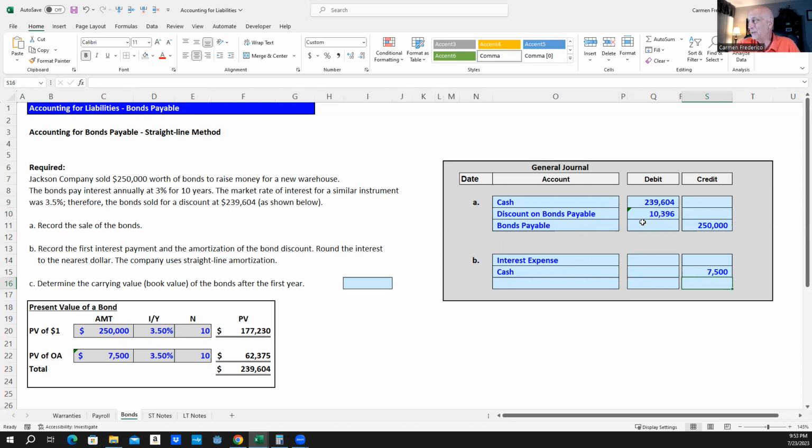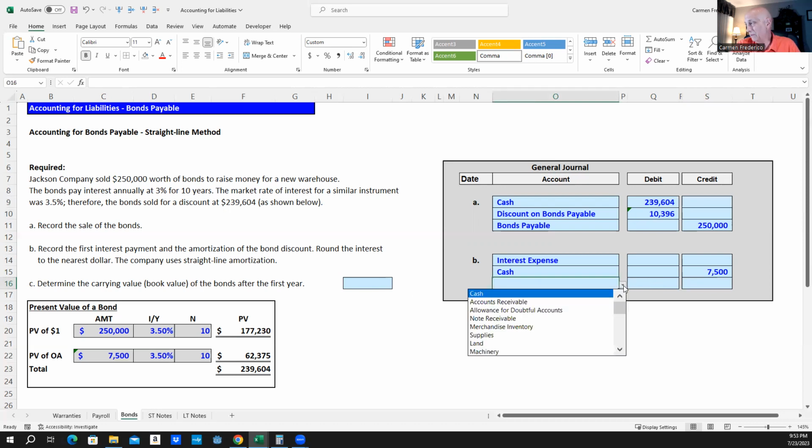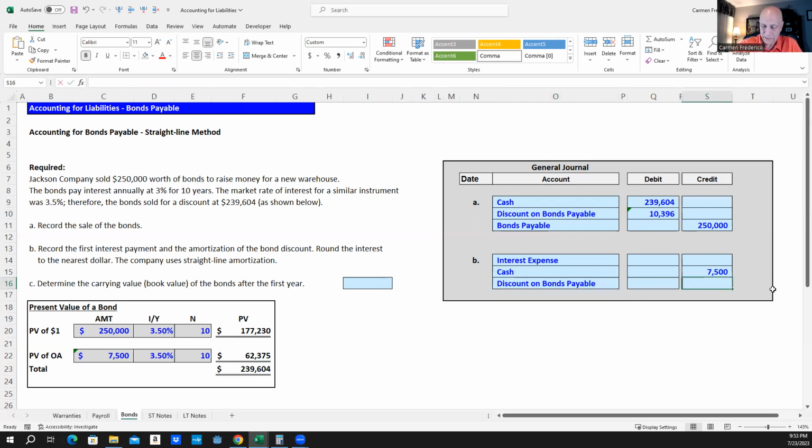Well, it's 10 years, so every year is going to be $1,039.60. We're going to round it to the nearest dollar. So the discount on bonds payable is going down by $1,040. Okay, so the interest expense is going to be the cash that was paid out plus the amortization of the bond discount. So the interest expense is higher than the cash paid out.